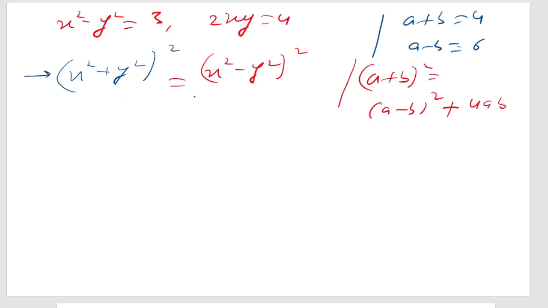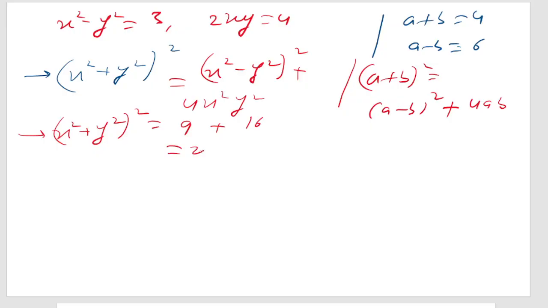Same here we apply. (x square plus y square) square is equal to (x square minus y square) square plus 4x square y square. So now solving this one, we get (x square plus y square) square is equal to (x square minus y square) square, which is 3 square, 9, plus 4x square y square. This is nothing but (2xy) whole square, that is 16.